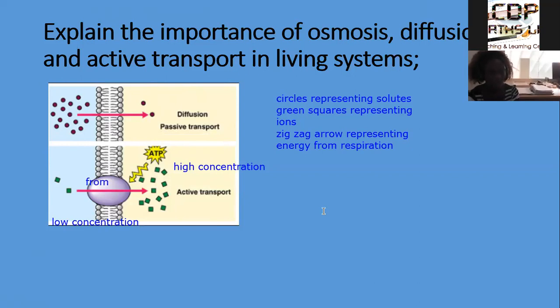Active transport. So it's the movement of ions, from low concentration to higher concentration, with the use of energy from respiration. So it's the movement of ions from a lower concentration to a higher concentration with the use of energy from respiration. Exactly. That is the definition of active transport.